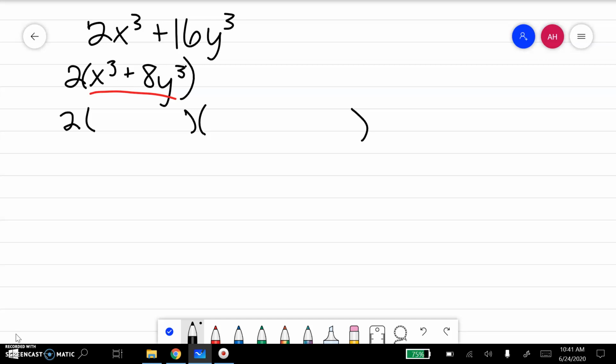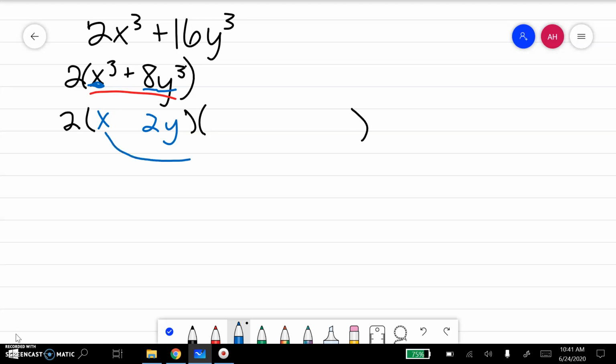So what goes in the first set is what you would cube to get x cubed, which is x. And to get 8y cubed, you need 2 to get 8, and then y to get y cubed. And then remember that our answer for the second set of parentheses comes from the first set.